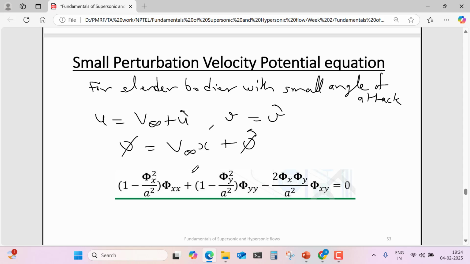So now we will see the small perturbation velocity potential equation. So this is for slender bodies with a small angle of attack.